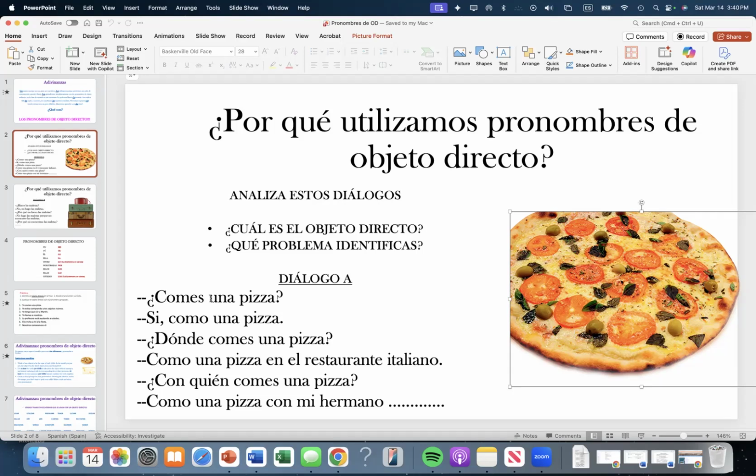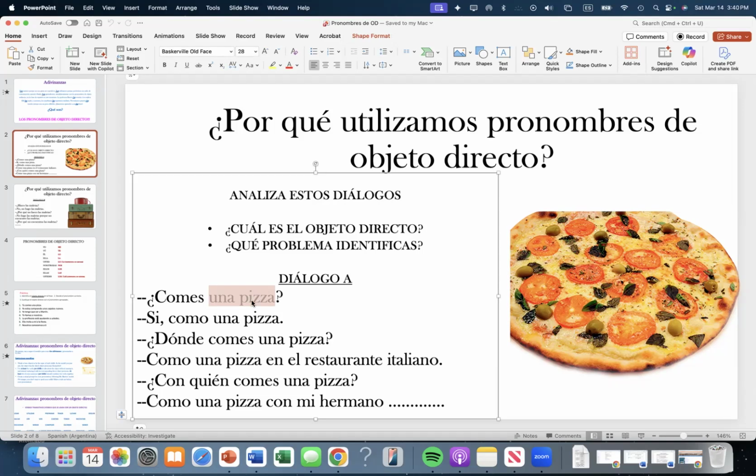Now, what is the problem with a dialogue like this? Pizza is repeated too many times, so the dialogue becomes repetitive, monotonous, unnatural. Nobody speaks like that, right? We can all agree on that. That's why we use direct object pronouns, okay? So this is review.